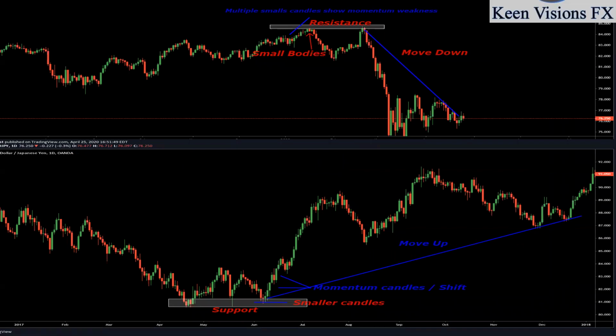Now we're diving into more diagrams and examples of what it actually looks like as you see different examples on the screen. You see the small bodies coming into a resistance zone, causing that rollover or showing the momentum weakness. Then we get our move down.